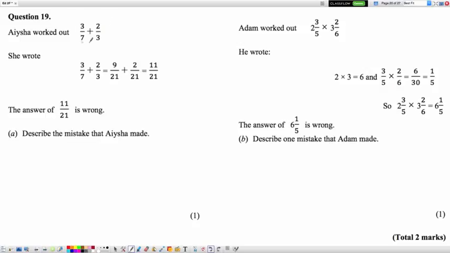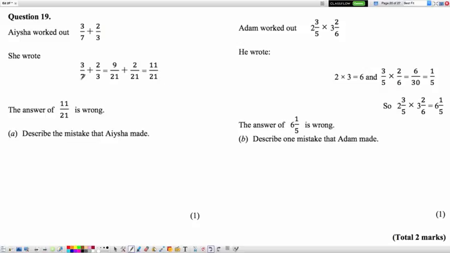Aisha worked out this fraction added together, 3 over 8 plus 2 over 3. This is what she wrote down. The answer she got here is incorrect. Describe the mistake that Aisha made. So let's have a look here.